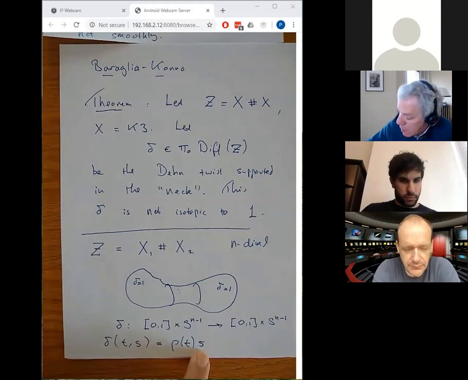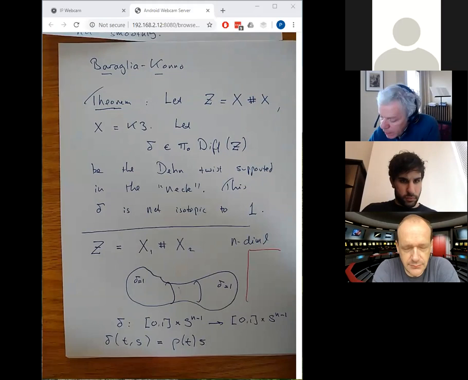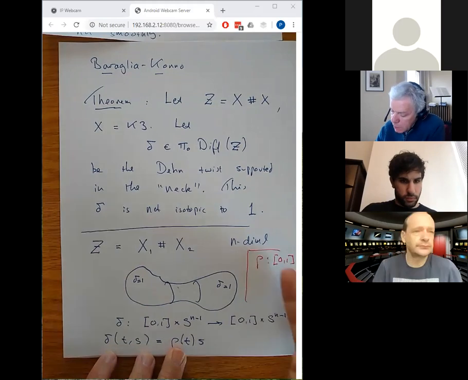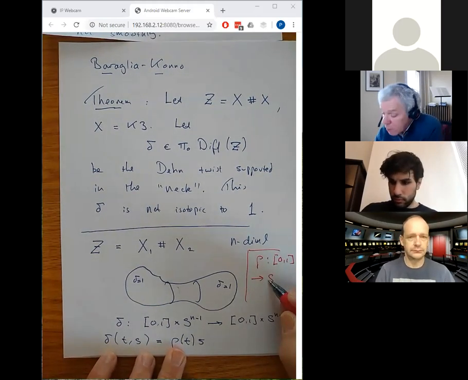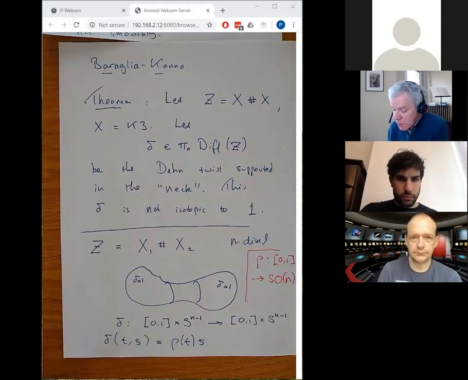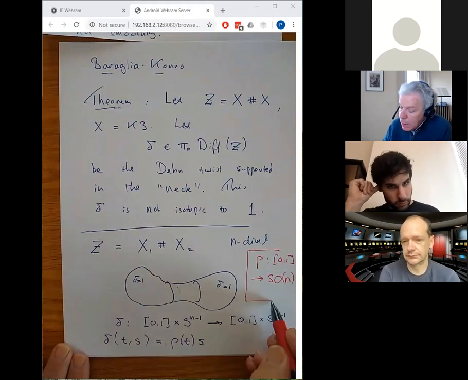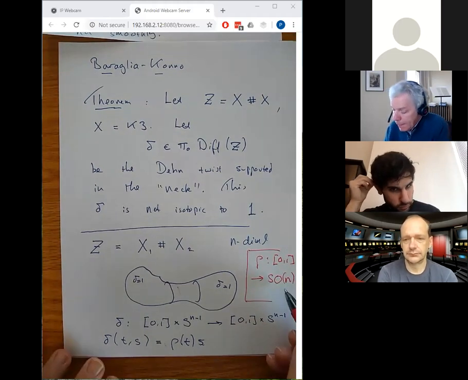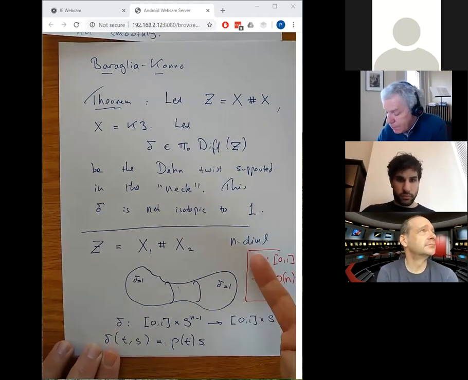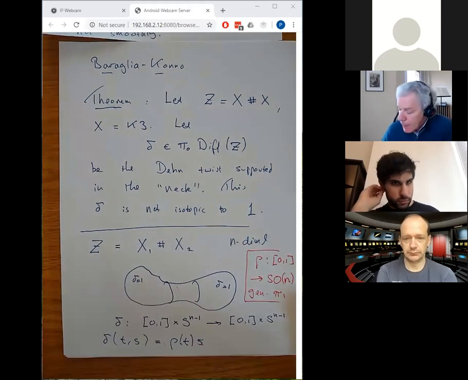Now, what is the notation there? Rho there is a path from 0, 1 into the group of, might as well be the group of rotations of the n-dimensional sphere, SO(n). So this is a rotation of the sphere. This is a point on the sphere. And this rho is a closed loop in SO(n). Pi 1 of SO(n) is non-trivial. This could be a generator of pi 1.